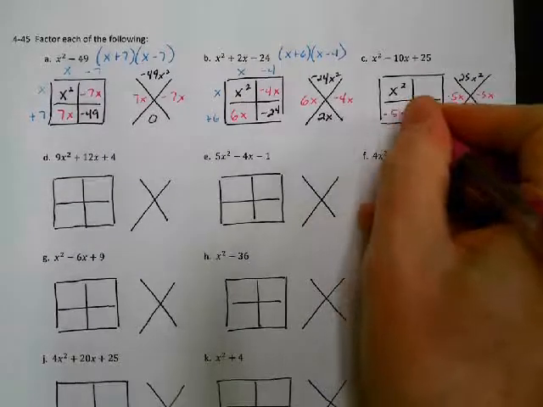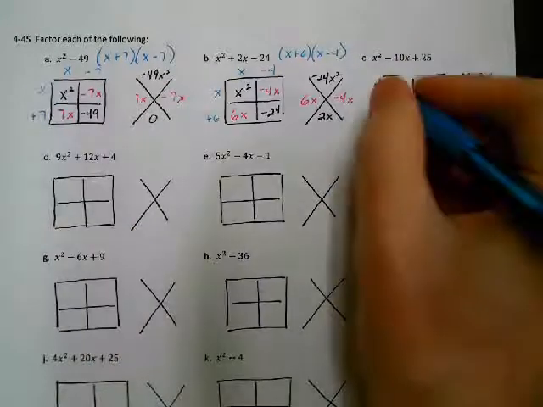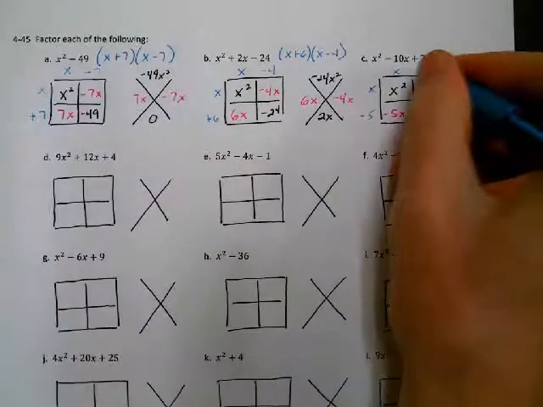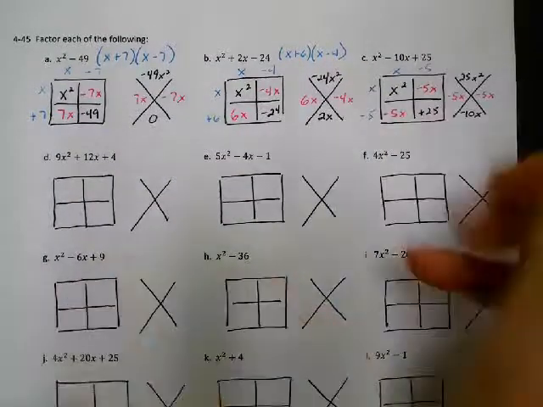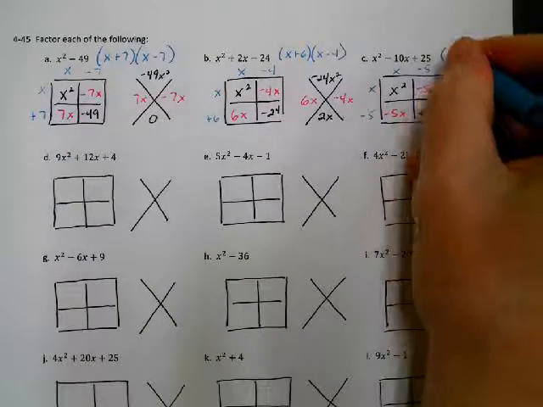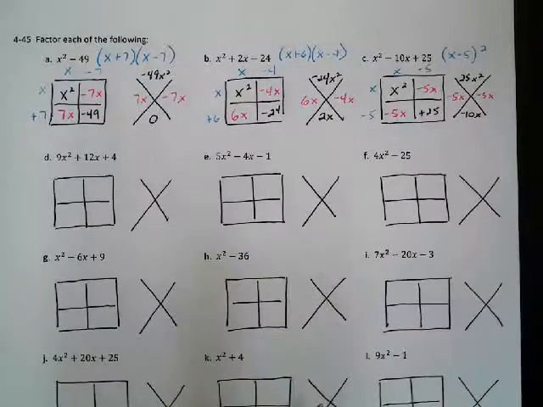So negative 5x, negative 5x. Here we go. x, negative 5, negative 5. So this is x minus 5 times x minus 5. We can write that as x minus 5 squared. There we go. Moving on.